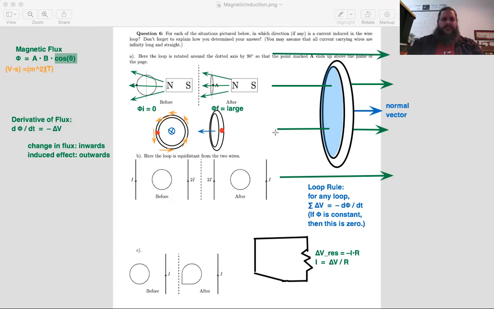Wait, yeah, just to recap. So the change in flux is inwards because it gets larger and it starts inwards. But why is the induced effect outwards? Well, technically the flux starts at 0, but as soon as the loop starts rotating, you get an inwards flux that gets more and more inwards. But the idea is of this negative sign in, I think this is called, is it Lenz's law or Faraday's law?